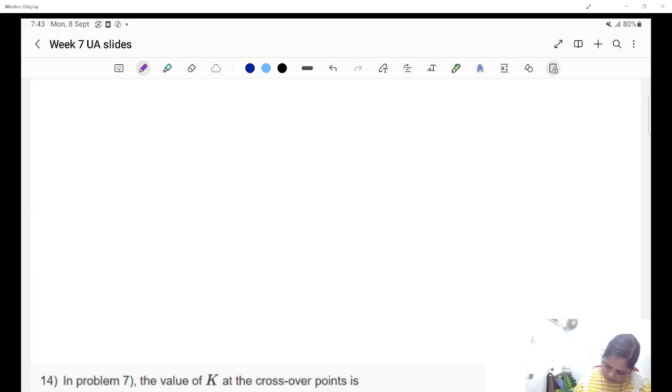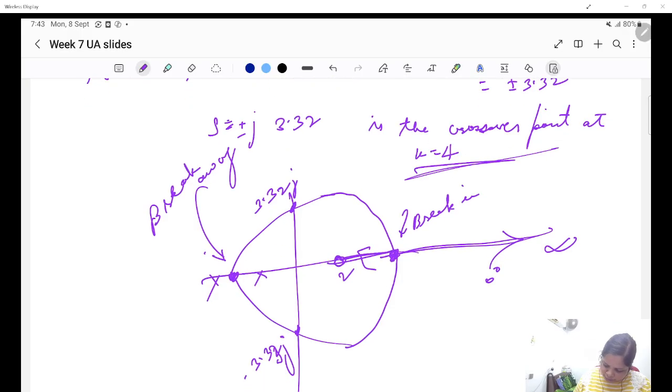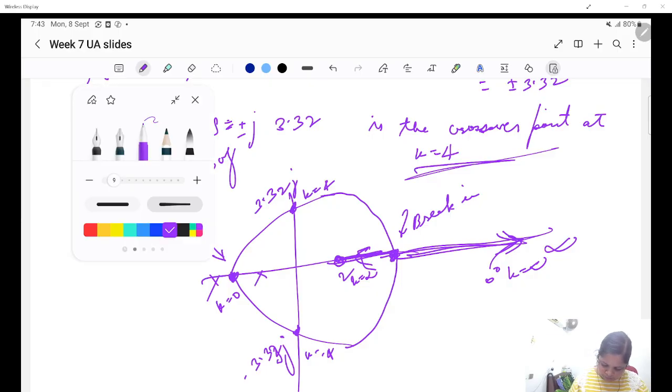Okay. So what happened here? At this point, this is k equal to 4, this is k equal to 4. It started from here, k is equal to 0. It came here to k equal to 4. K is infinity for this branch, and k is here infinity for this branch. Okay, I'll just change the color of my pen.